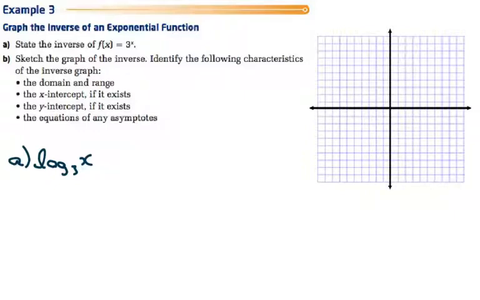B is asking us to sketch the graph of the inverse. Well, in order to do that, the first thing we need to know is what the original function looks like. I'll do that in red. 3 to the x is an exponential. We know it passes through 0, 1, and 1, c, so 1, 3 in this case. It has a horizontal asymptote. The graph looks something like this.